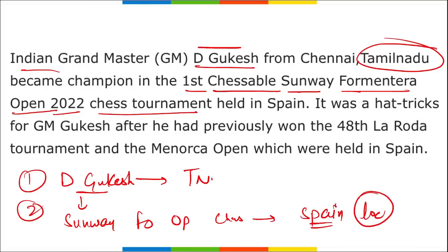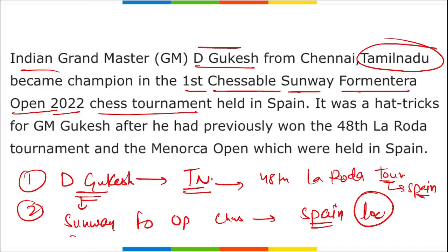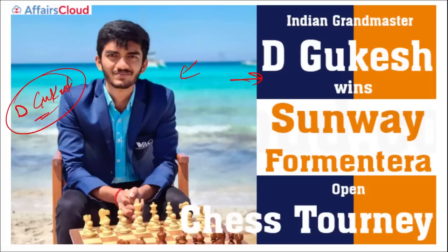Before this, if you remember, D. Gukesh has also won the 48th edition of the La Roda tournament. This La Roda tournament was also held in Spain. So remember these two things. D. Gukesh is from Tamil Nadu. He won the Sunway Formentera Open Chess Tournament that was held in Spain. Before this, he also won the 48th edition of the La Roda tournament that was also held in Spain. And he is D. Gukesh, as you can see him in the picture.